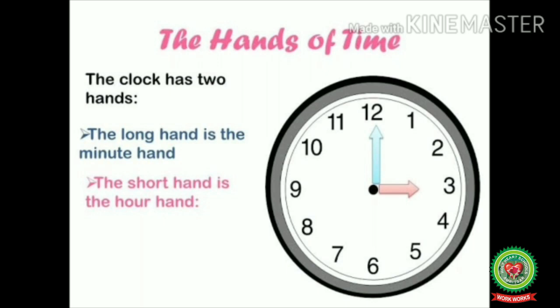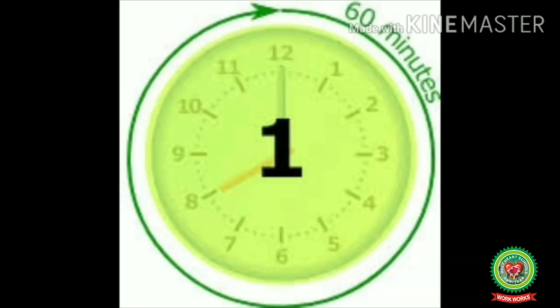Now children, I will tell you that the long hand, which is also known as the minute hand, takes 60 minutes to complete one round of a clock. That means starting from 12 to again reaching 12, the long hand takes 60 minutes to complete one round, and as we have already learned, 60 minutes is equal to 1 hour.